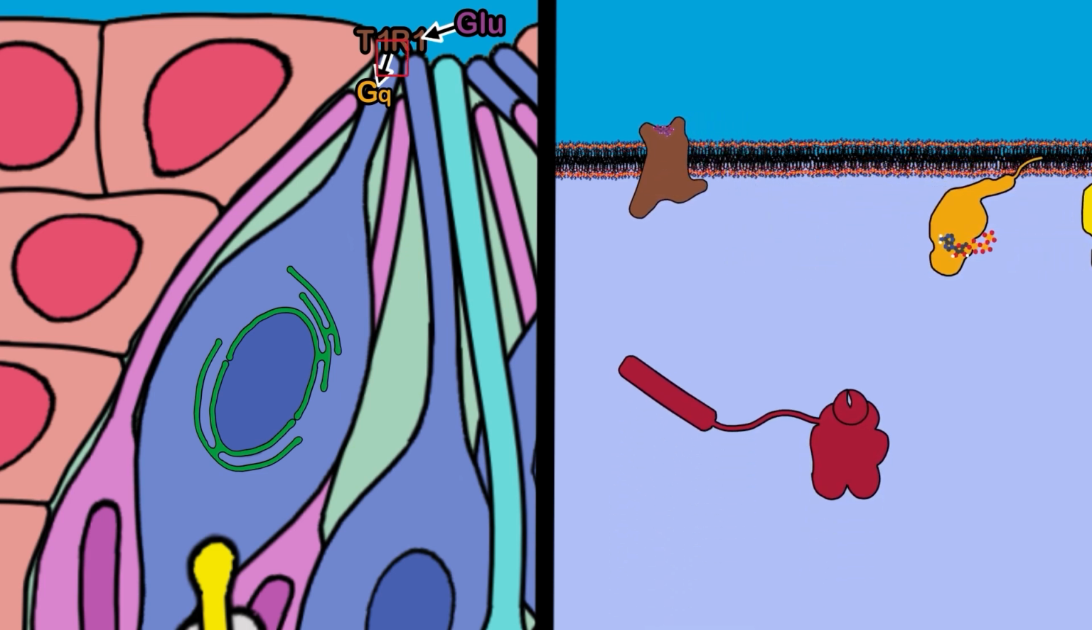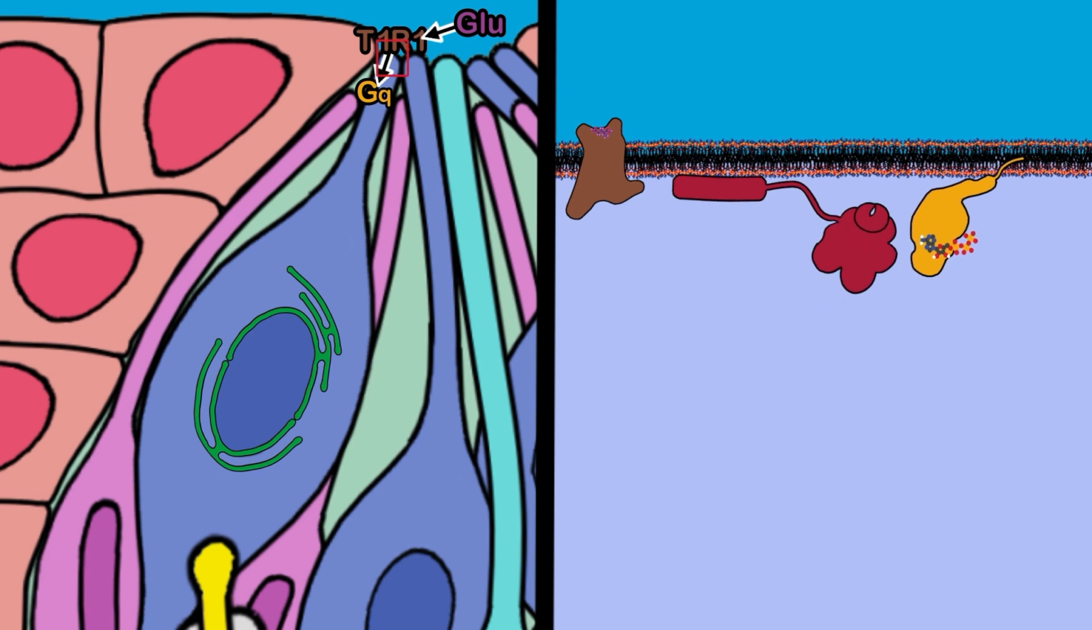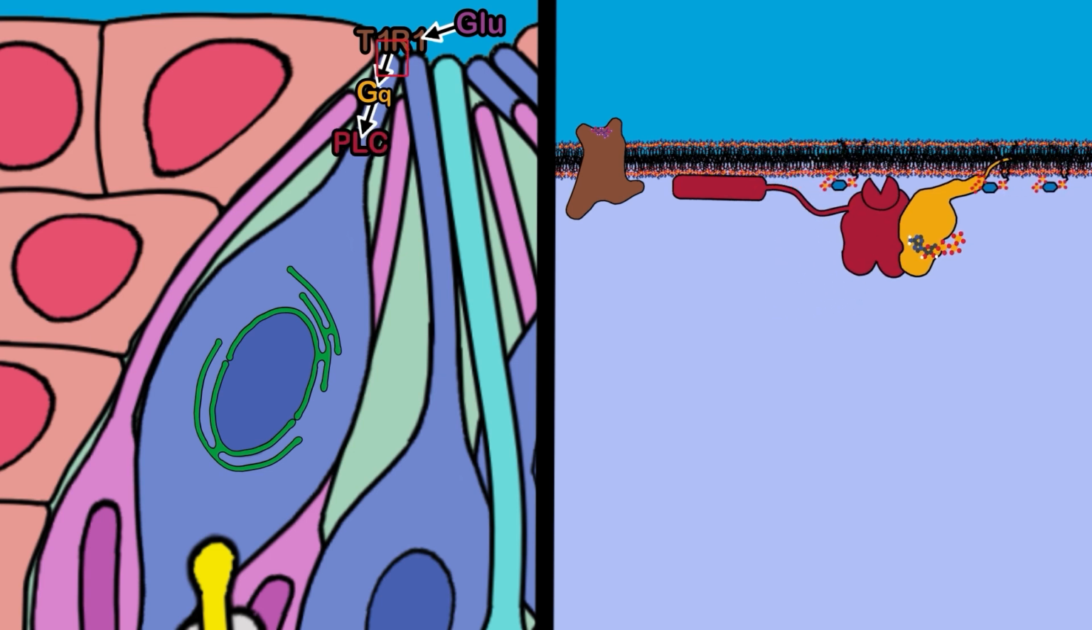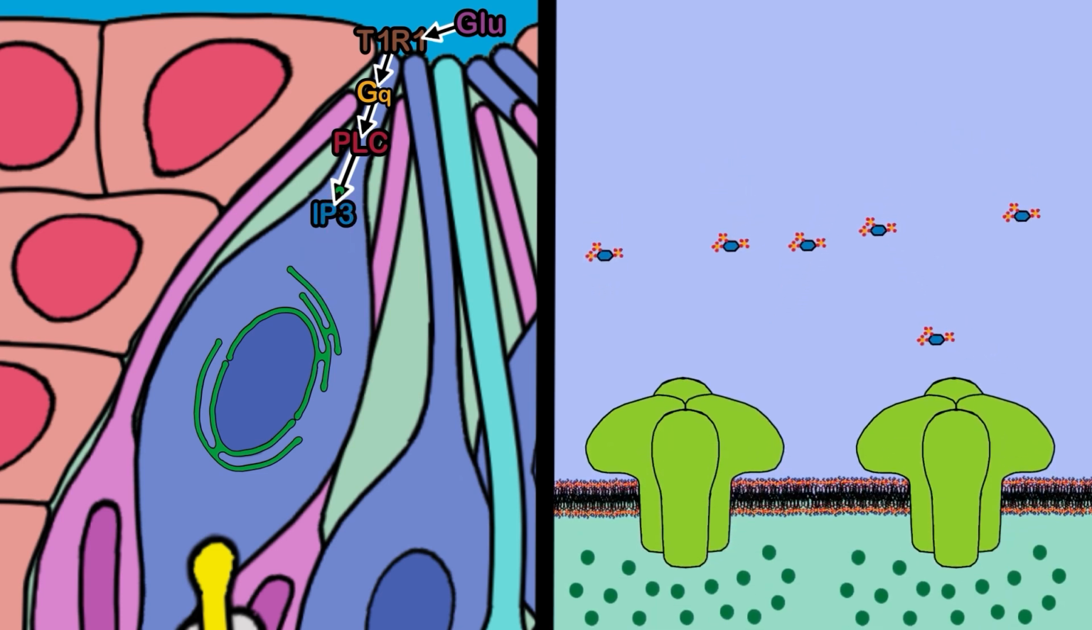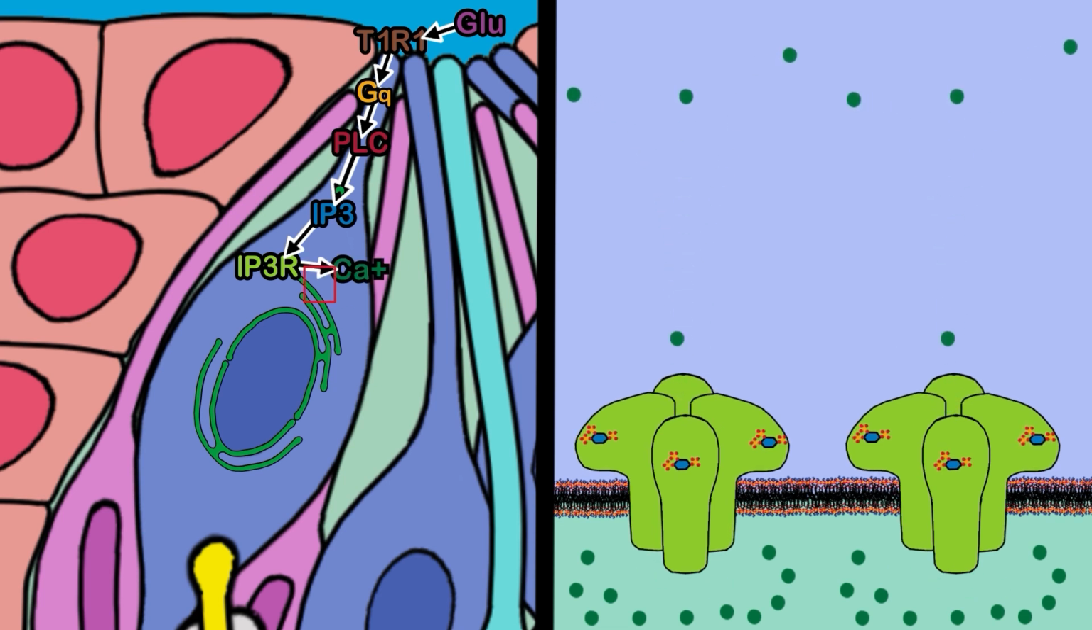The alpha subunit of the G protein then activates phospholipase C proteins, which contain an enzyme that takes phosphatidylinositol bisphosphate molecules from the membrane and hydrolyzes their inositol part, releasing dozens of inositol molecules into the cytoplasm. These inositol molecules serve as ligands to inositol-dependent calcium channels in the endoplasmic reticulum, inducing them to open and release calcium ions into the cytoplasm.